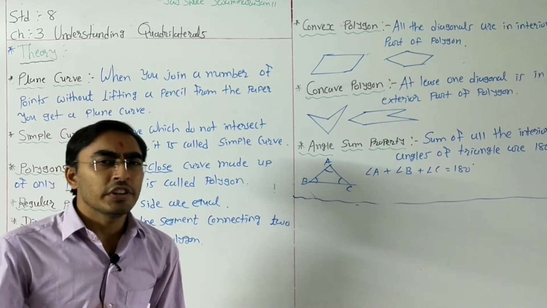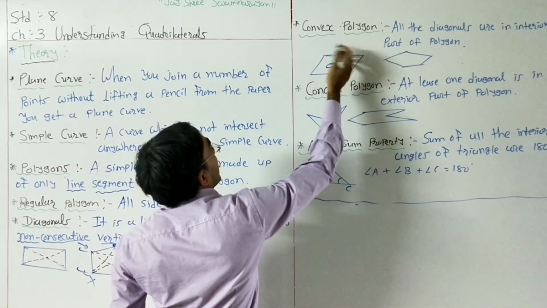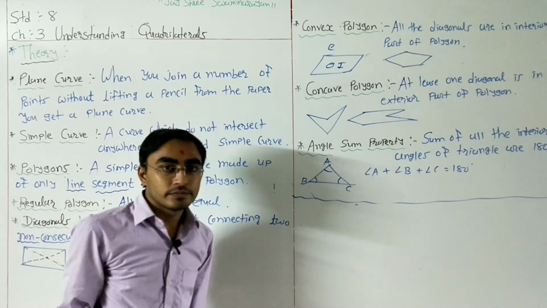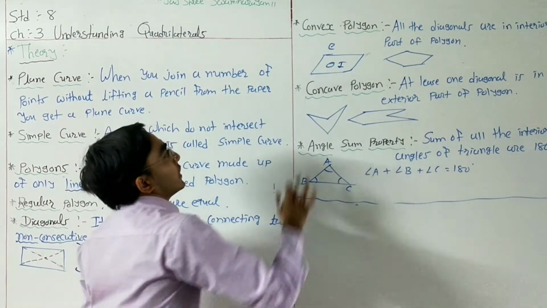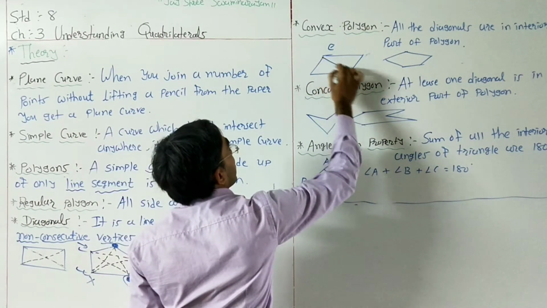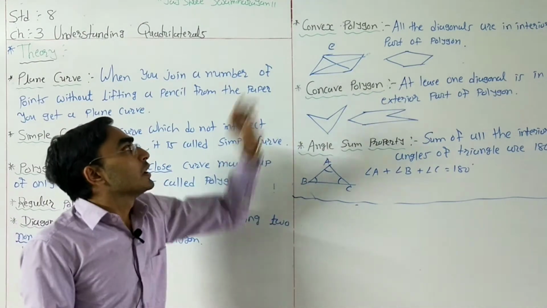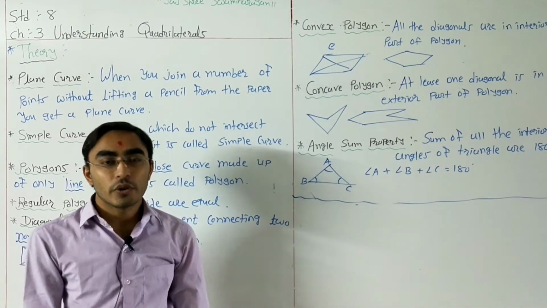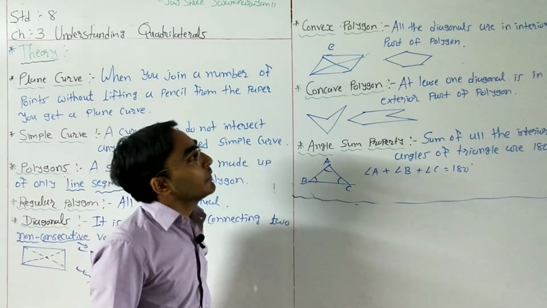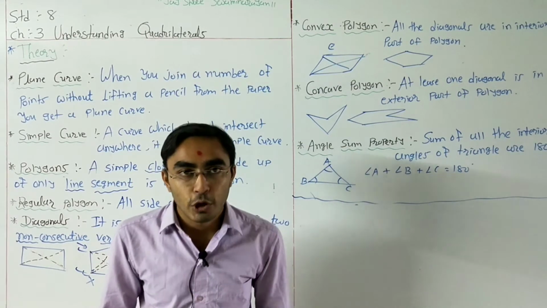Okay, now what is interior and exterior part? This is interior part and outside it is exterior part, right? Interior part, that is inside. Now if we draw the two diagonals, then these two diagonals are in the interior part of polygon. That's why it is called convex polygon. In convex polygon we have all the diagonals in the interior part of polygon.